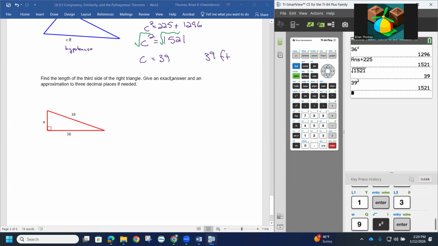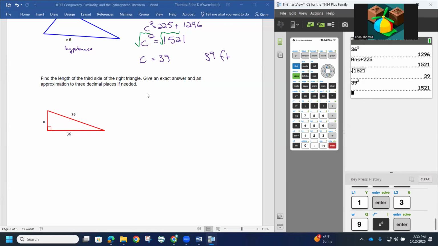So if I look at this problem here, it says find the length of the third side of the right triangle, give an exact answer and an approximation to 3 decimal places if needed. So if it's not an exact answer, we may have to round to 3 decimal places. So let's see what we got here. So notice how, again, we do have a right triangle. That means this is the hypotenuse, and these are the legs.